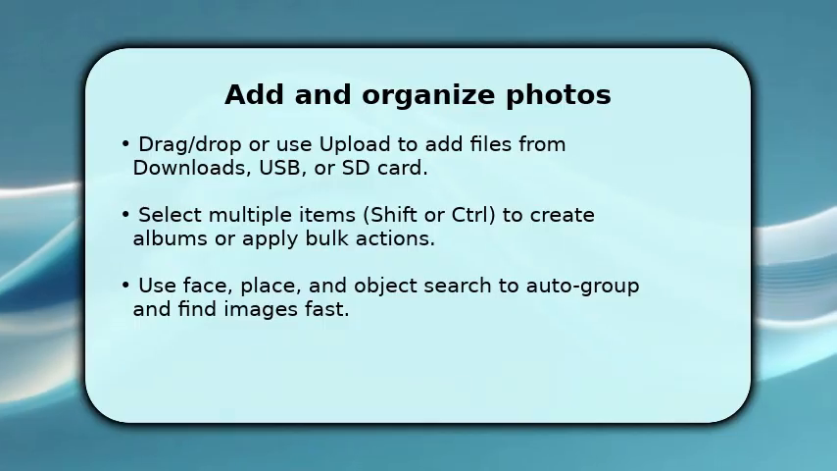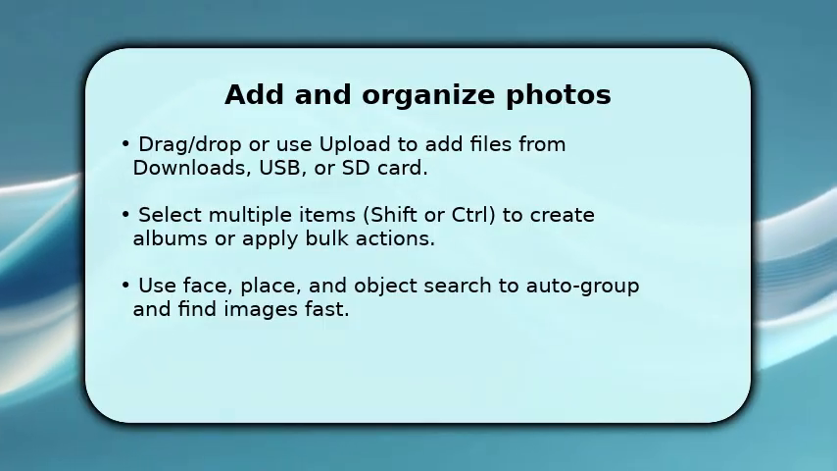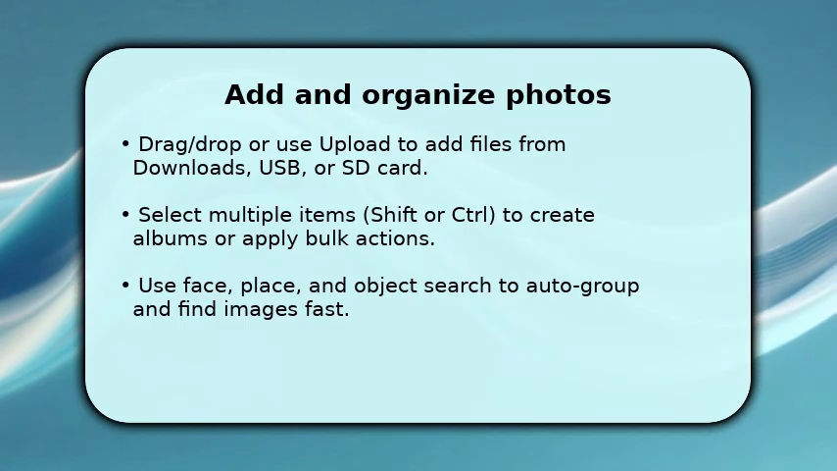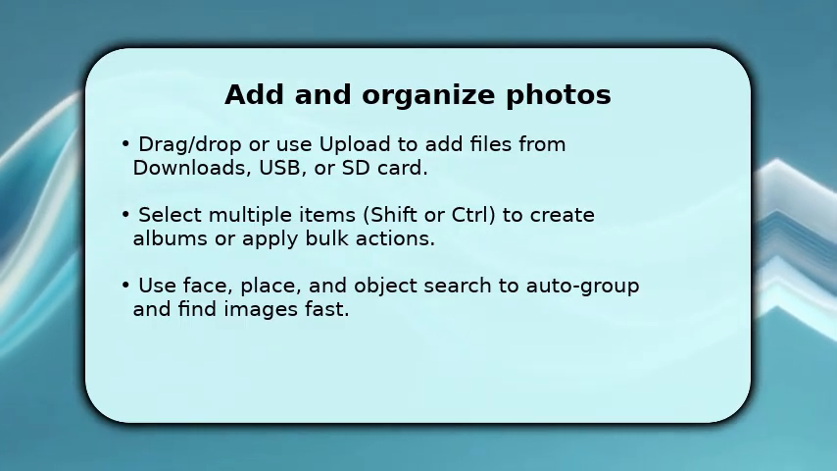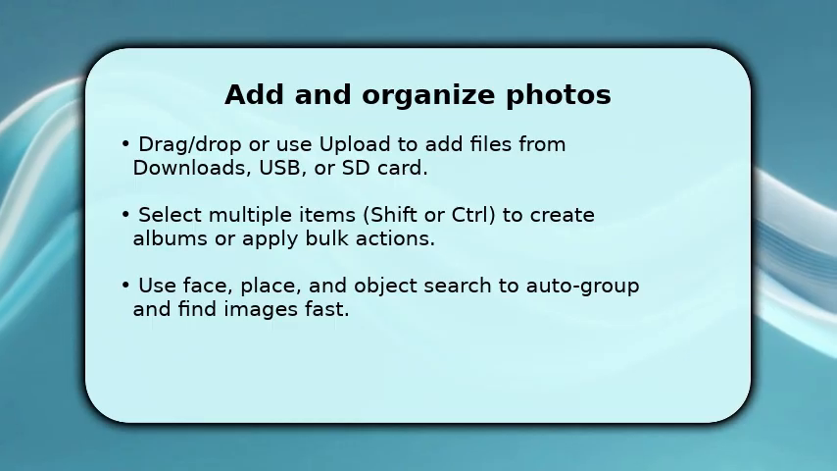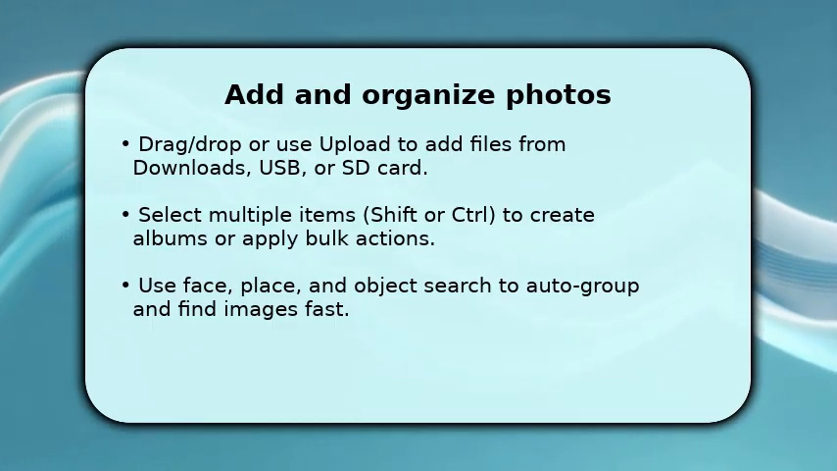Once backup is enabled, add any local photos you want in the cloud by dragging files into the Photos window or using Upload from Computer. If you have an SD card or USB drive, import files from the Files app first, then upload. This keeps originals organized.